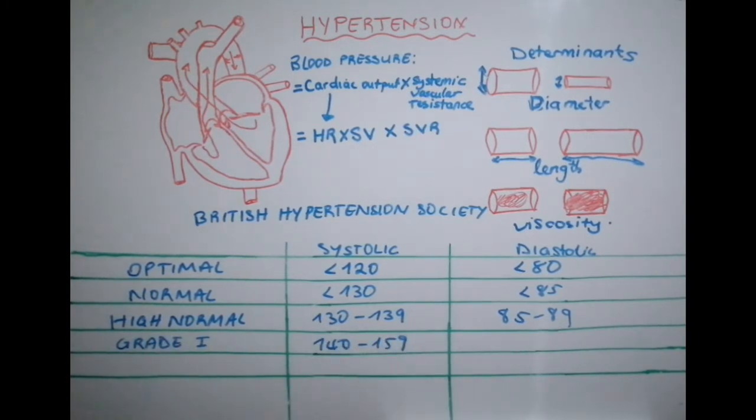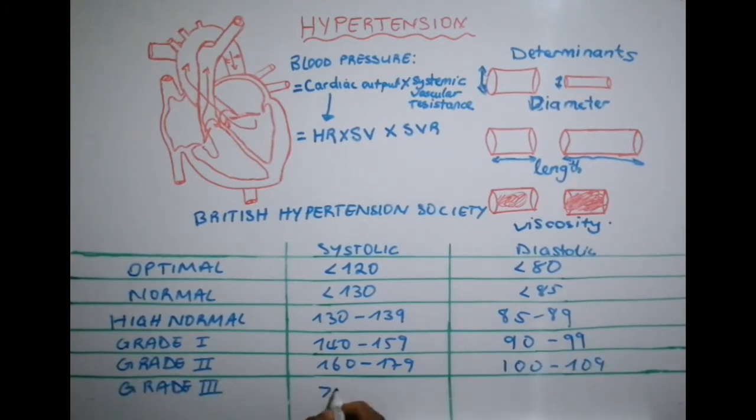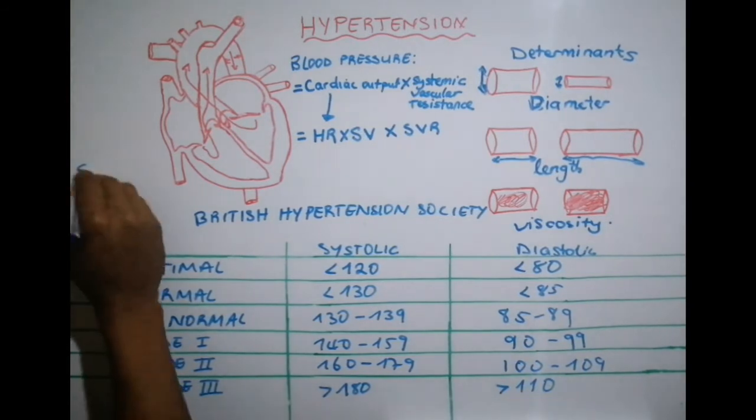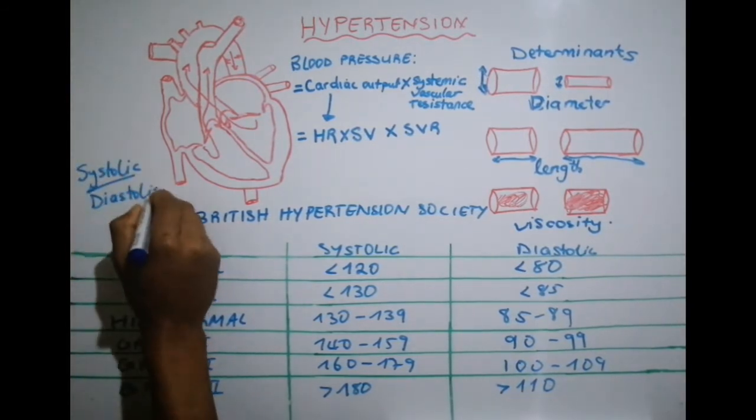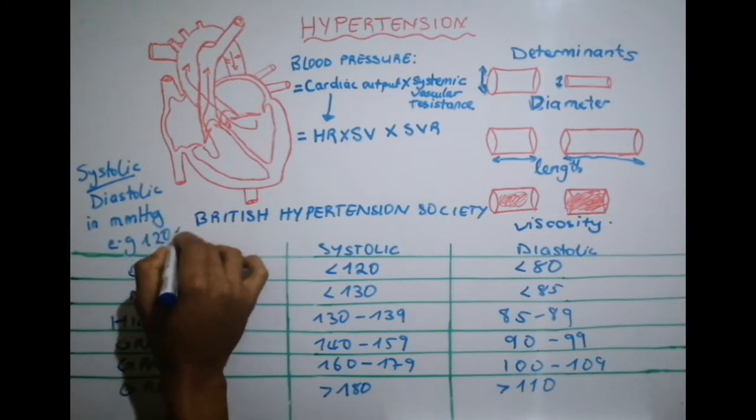High normal BP of 130 to 139 systolic and 85 to 89 diastolic. Grade 1 hypertension being 140 to 159 systolic and 90 to 99 diastolic. Grade 2 hypertension being 160 to 179 systolic and 100 to 109 diastolic, and grade 3 being greater than 180 systolic and greater than 110 diastolic. Always given as systolic and diastolic in millimeters of mercury.